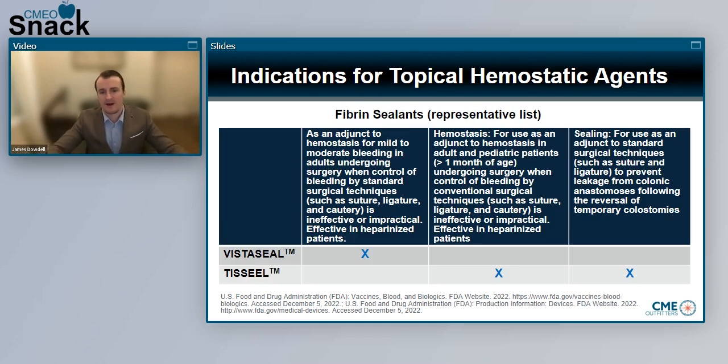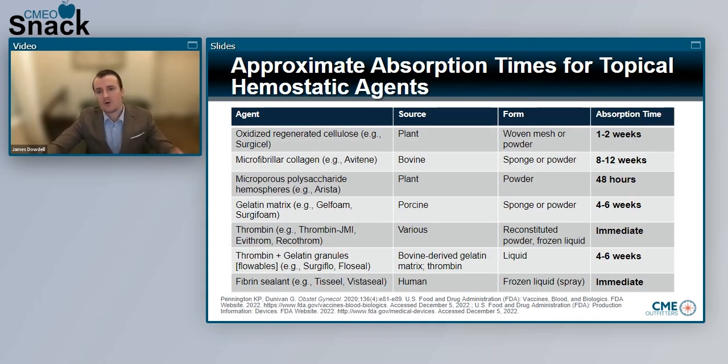And here we have the fibrin sealants, VistaSeal and TisSeal. The one I have experience with is TisSeal, and it's used for sealing. It's also used for hemostasis, once again, as an adjunct for when other methods are impractical. Now, we want to think about how long these take to absorb as well. It's critical to understand that.